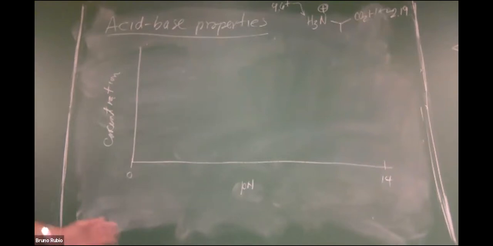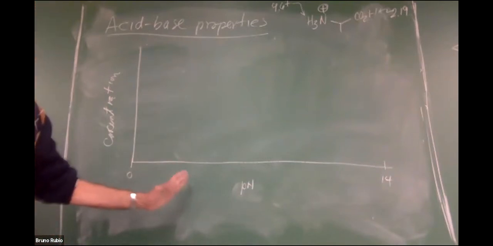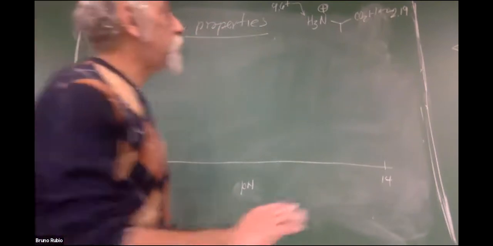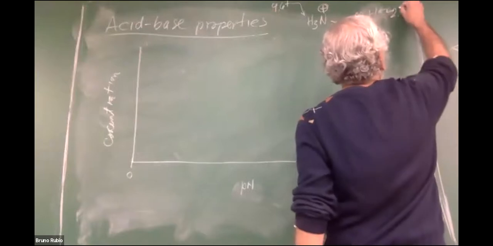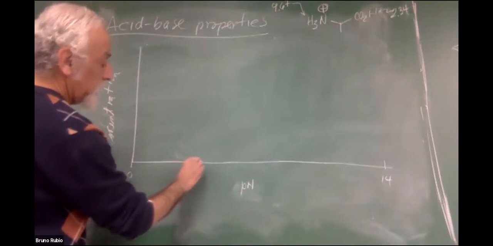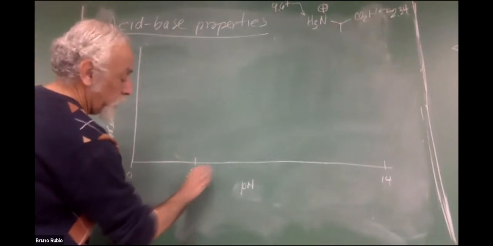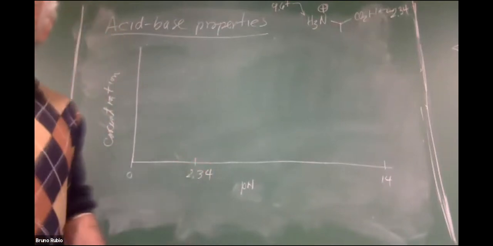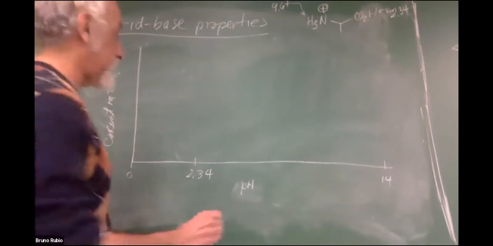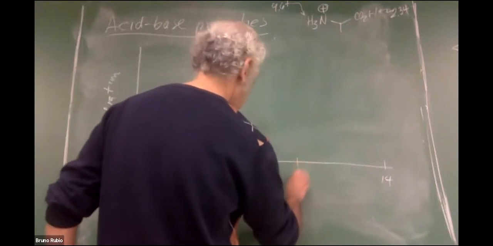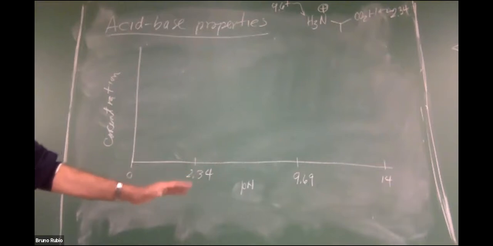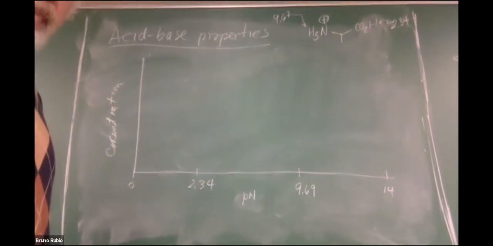And of course, something very special is going to happen at pH 2.19, no, that should be 2.34. Sorry about that. Something very special is going to happen at pH 2.34. We just went through all of that. And something very special is going to happen at pH 9.69. Just went through all of that. Okay, so I've marked out those pHs corresponding to the pKa's of the alanine.